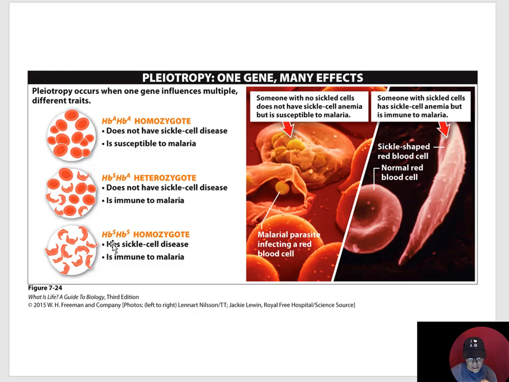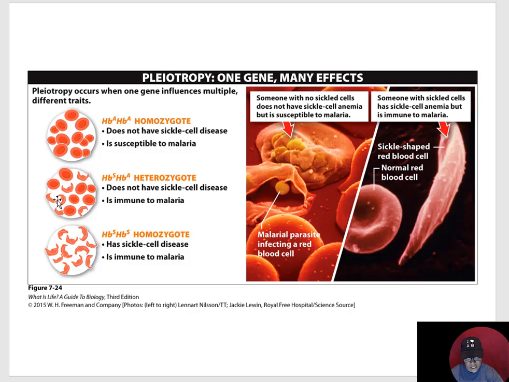Okay. And then we have someone who is homozygous. We can see superscript S in both. This individual has sickle cell disease. This individual is immune to malaria, but generally during their first sickle cell crisis, because all of their red blood cells will sickle, that's not conducive to life because you're not carrying enough oxygen. Usually these individuals will die during their first sickle cell crisis.